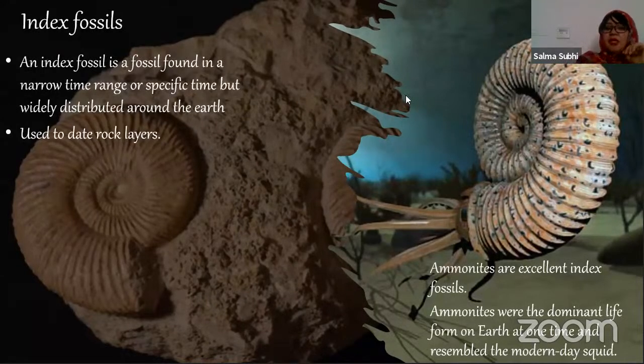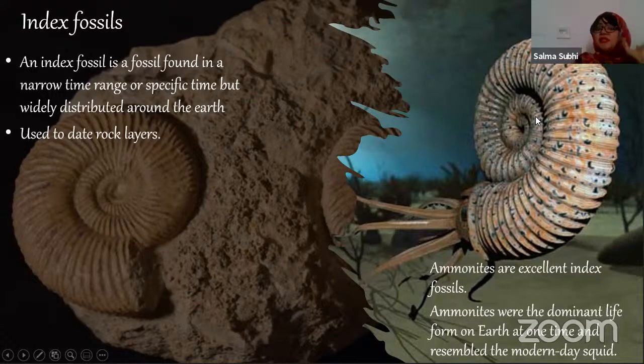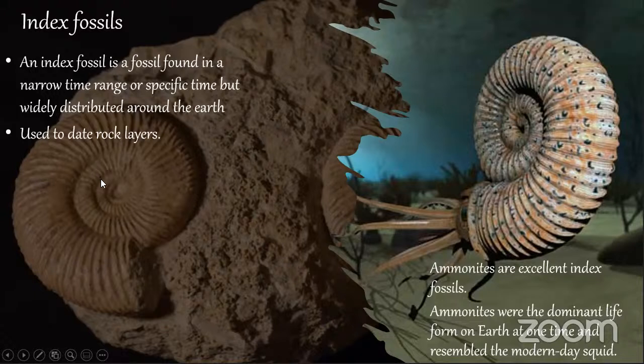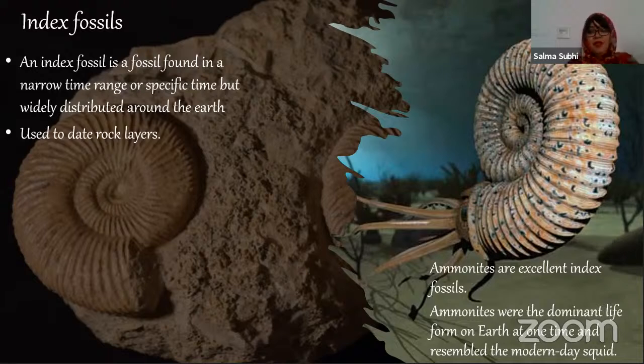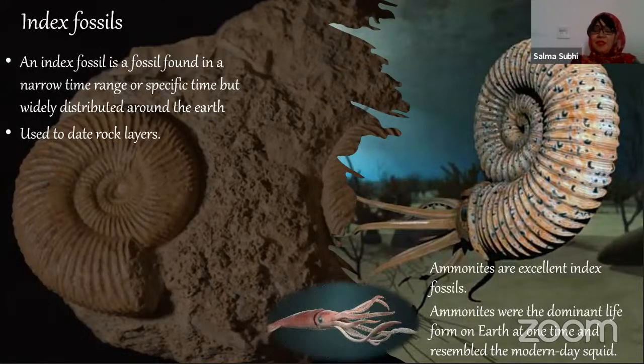Ammonites. Here I put the picture of one ammonite, okay? Ammonites are excellent index fossils. This is the kind of animal. Here he is inside the shell, and this is the shell when it became a fossil. Ammonites were the dominant life form on Earth at one time and resembled the modern-day squid. Let's see, this is the squid.